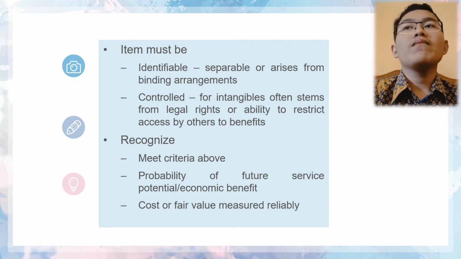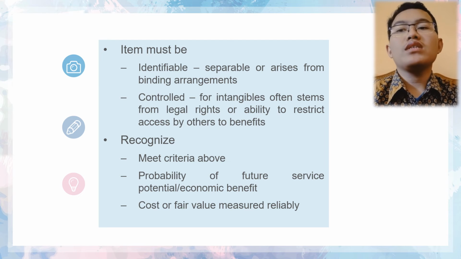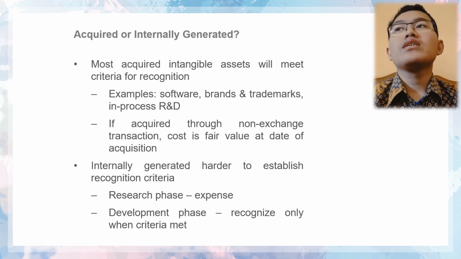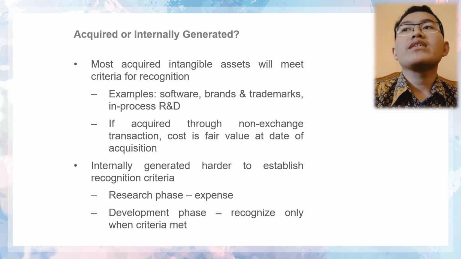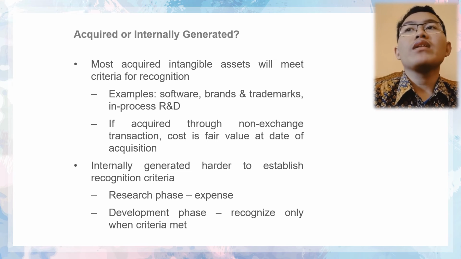Controlled. From intangible, often stem from legal rights or ability to restrict access by others to benefits. Recognized: meet criteria above, probability of future service potential or economic benefits, cost or fair value measured reliably. Acquired or internally generated. Most acquired intangible assets will meet criteria for recognition. Example: software, brands, and trademark in process R&D.